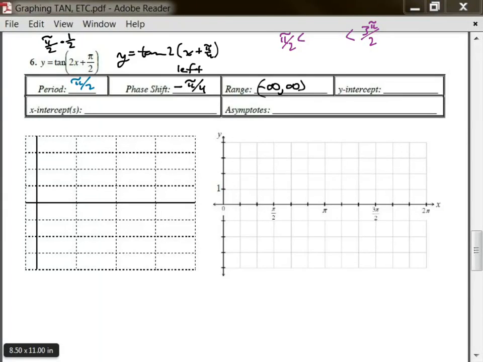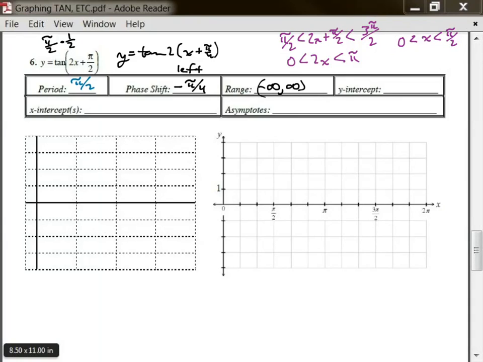Okay, so I throw in everything that's inside the tangent function. So 2x plus pi over 2. Subtract pi over 2 from everything. So I'm going to subtract pi over 2 from this one and from this one. So pi over 2 minus pi over 2 is 0. Then I have 2x, and then I have pi. And then I divide everything by 2. When I divide all those by 2, I get 0, x, and pi over 2. So these two right here are your asymptotes.